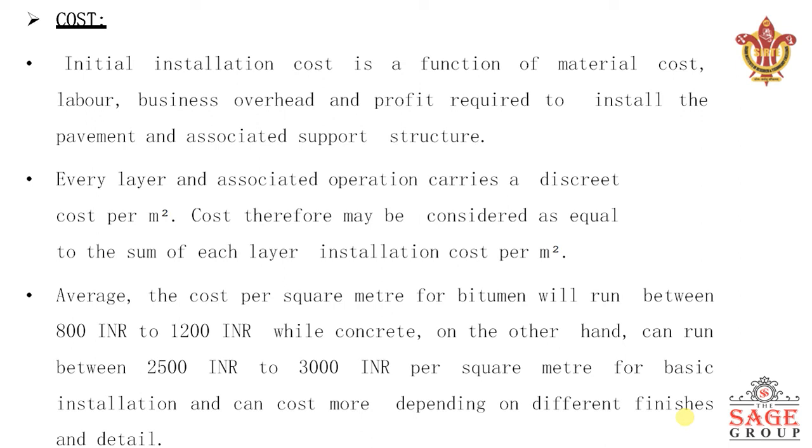On average, the cost per square meter for bitumen will run between 800 to 1200 Indian rupees, while for the concrete pavement the cost goes around 2500 to 3000 Indian rupees per square meter for basic installation, but it can cost more depending on different finishes and details.